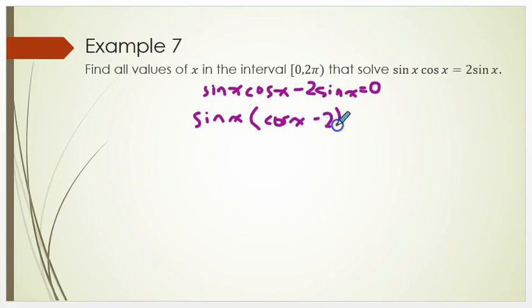You can always check your answer from your factoring by redistributing. So if I did sine times cosine and sine times negative 2, that would bring me back to sine times cosine minus 2 times sine of x. So now that I've done the factoring, I have sine of x times cosine of x minus 2 equals 0.